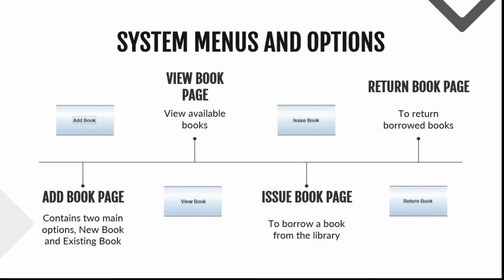And let's go further. Now we have the add book page, which enables us to add books, and that contains two main options, new book and existing book. For the view book page, we are able to view the available books. The issue book page is where the admin can let the user issue the book they want to borrow. And the return book page is where the admin can set who has returned the book.